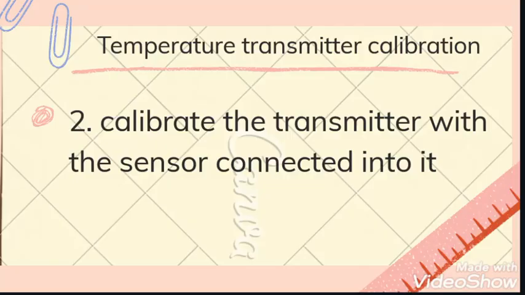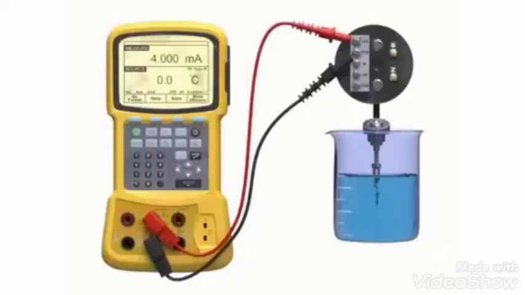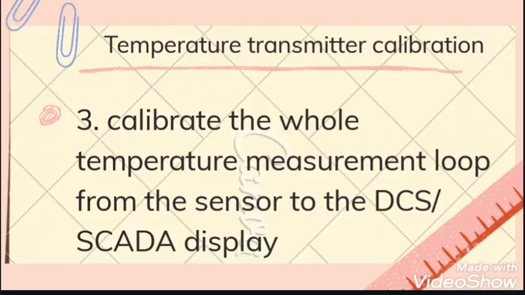The second is to calibrate the transmitter with the sensor connected to it. We will connect our sensor with the transmitter and then we will calibrate our transmitter. By this way, we will connect our sensor with the transmitter and we will connect our HART communicator with the transmitter, and then we will perform the calibration of our transmitter.